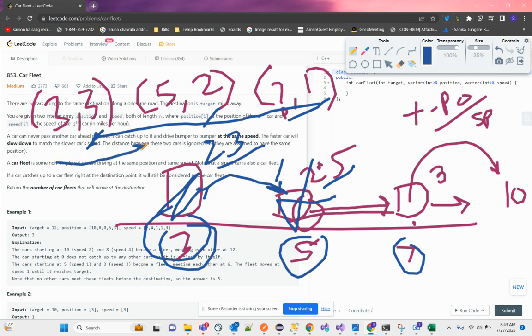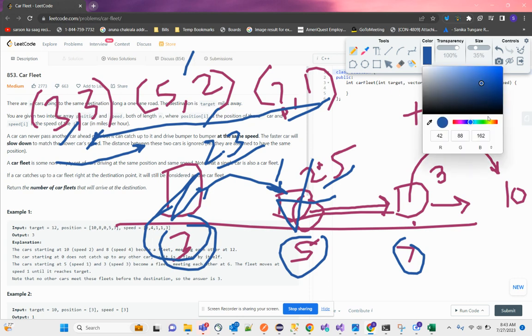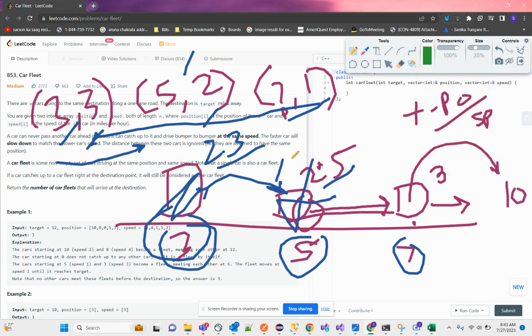If you're traversing from the front direction, you can calculate it for this car. But what about this one? Let me take another color to explain. This car is having two speeds: one is the speed of itself, and one is the speed of the car ahead. So there will be confusion if we traverse from the front end. That's the reason we are traversing from the back.